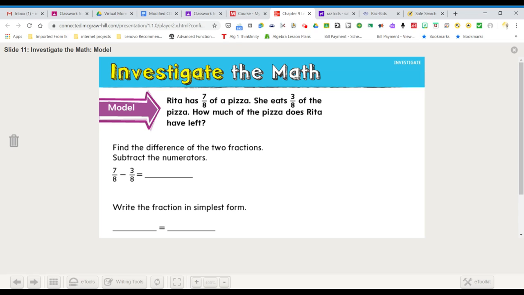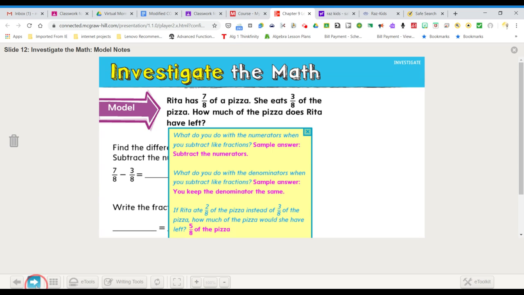So we're looking at Rita. Rita has 7/8 of a pizza. I'm guessing maybe her dog came along and ate one piece already. She eats 3/8 of the pizza. How much of the pizza does Rita have left? The denominator stays the same. We have a denominator of 8. We have numerators of 7 and 3, so we subtract those. 7 minus 3. Counting on your fingers, or if you already know, 7 minus 3 is 4. You are absolutely right. But 4/8 is not in simplest form.